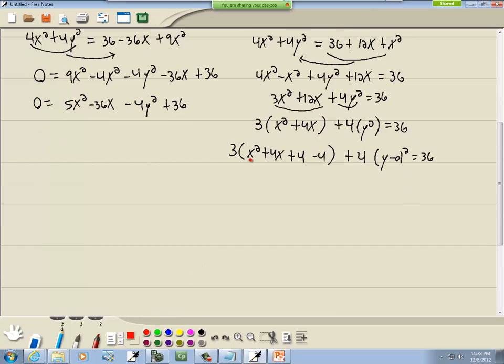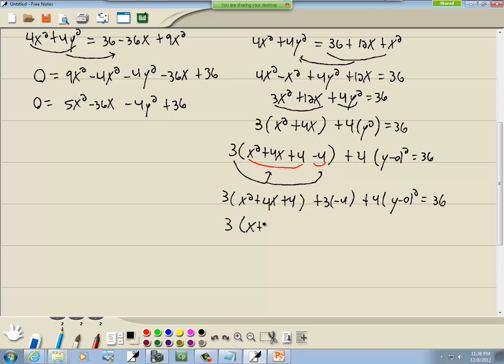And I want to group these three together, group this one by itself. So I take 3 and multiply it times the first group and times the second group. So we've got 3 times (x squared plus 4x plus 4) plus 3 times negative 4 plus 4 times (y minus 0) squared equals 36. This one factors as (x plus 2) squared. 3 times negative 4 is negative 12 plus 4(y minus 0) squared equals 36.